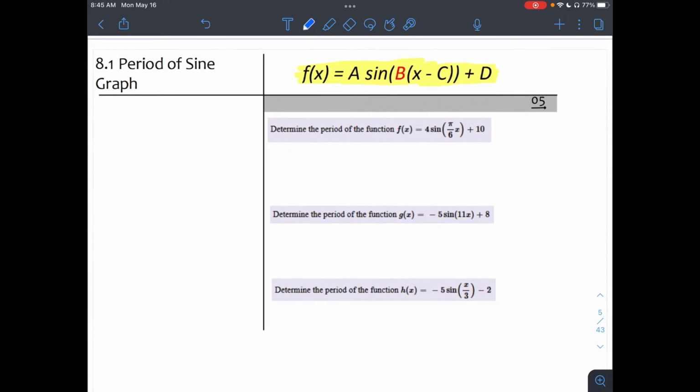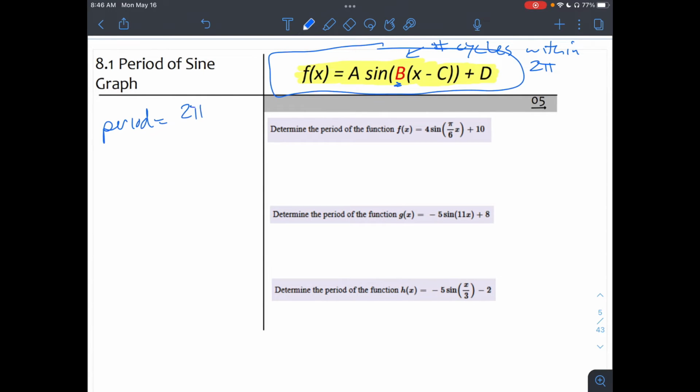All right, so let's start to look at what we are going to be doing with using the function. Okay, so when we look at the function for this, let's first talk about what the b value represents. So once again, this is the number of cycles within an interval of 2 pi. Okay, and so when we're looking at this, the way that you can find your period is you're simply taking 2 pi divided by the absolute value of b. So that's the calculation we'll use for each of these.